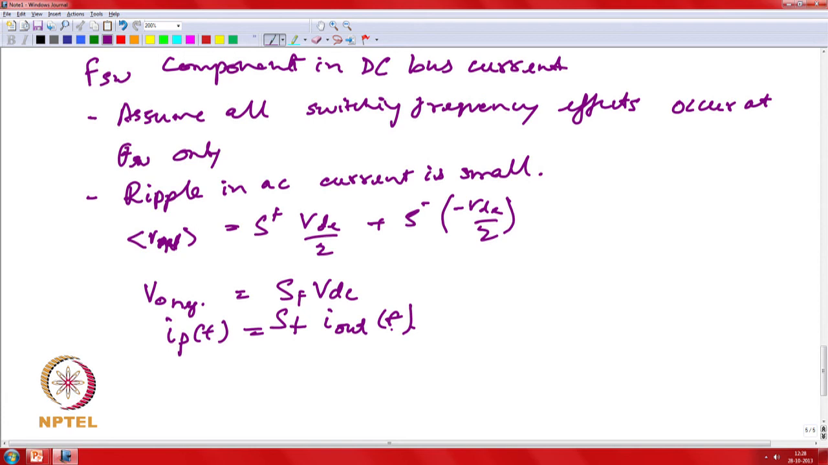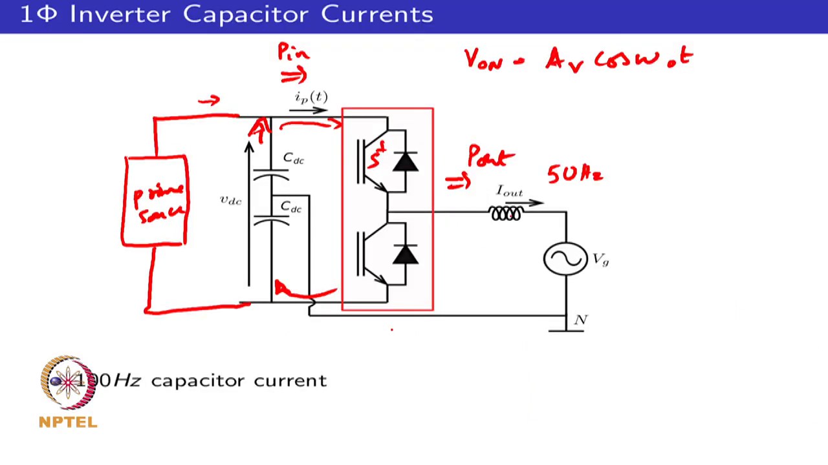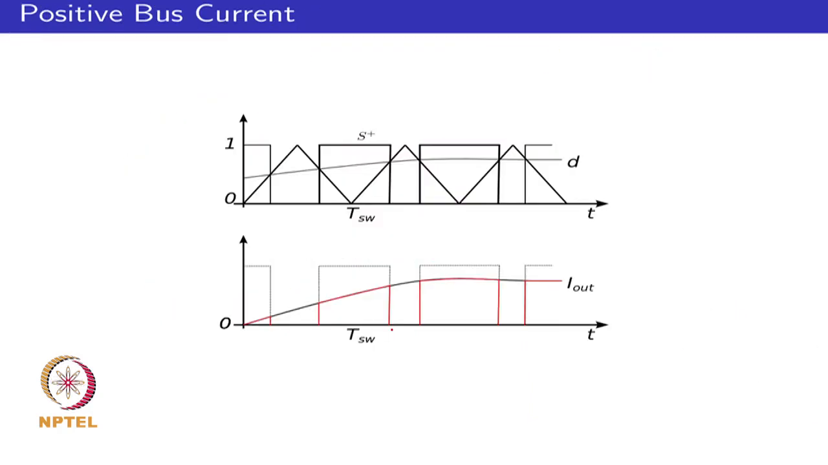So this gives the relationship between your actual current that is flowing in your positive DC bus to your AC output current. And the AC output current, you know what it is based on the specification of the inverter, and we saw how the specification of the inverter is linked to the power rating, voltage rating, etcetera. So what is plotted over here, this black waveform, is I out. What is shown over here in red is your IP of T.